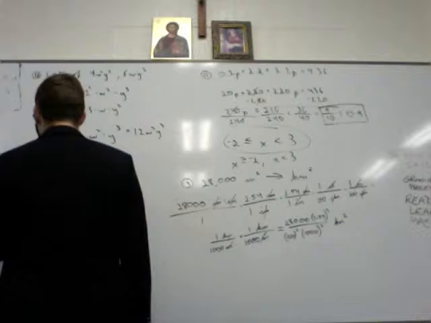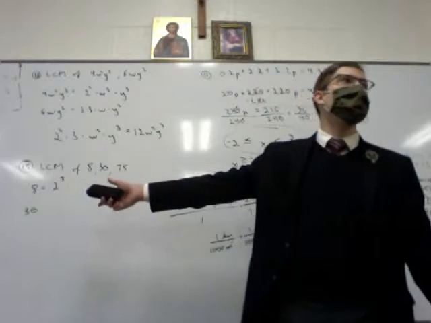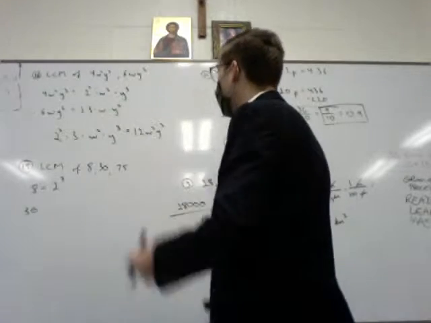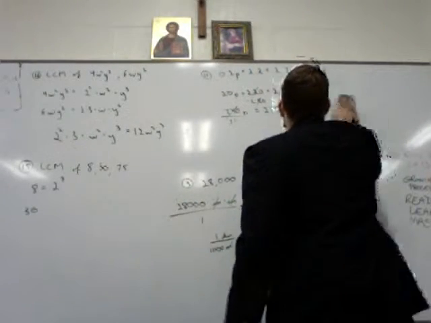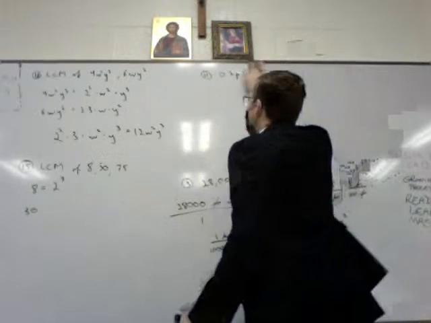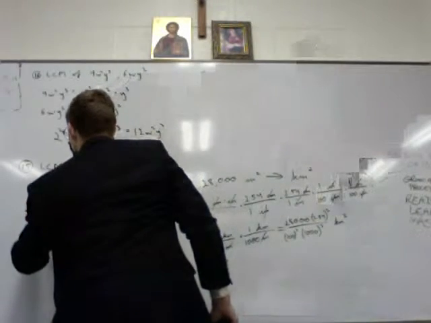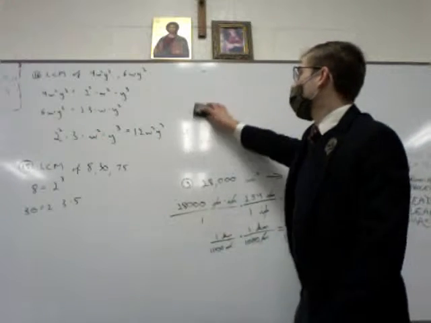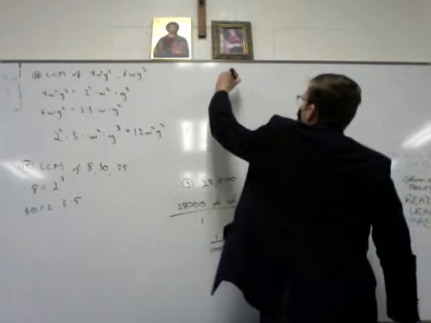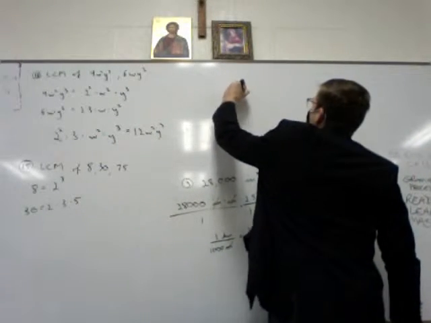Alright, what about 30? You can do the tree if you want for these. The tree is easier. 8, you should know that 8 is 2 cubed, just like a times table. 30 is 10 and 3, 5 and 2. So we've got 2 times 3 times 5. It's always good to go in order with these prime factors. And what about 75?